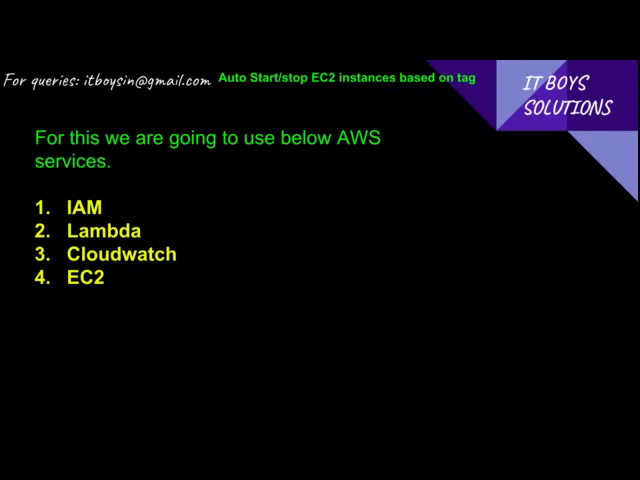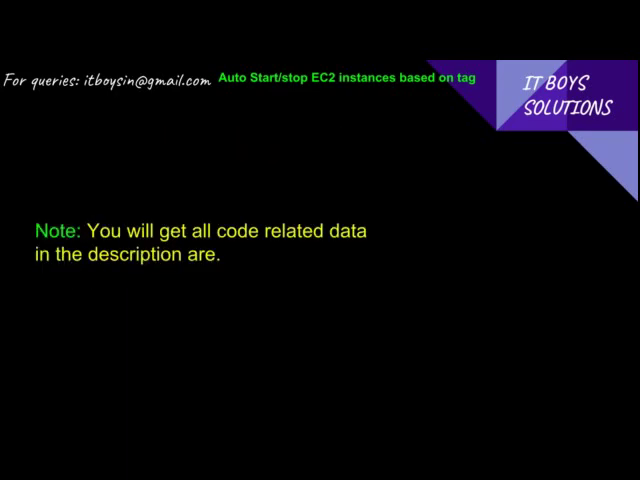And CloudWatch is going to do the cron work, right? The same cron you use in Ubuntu or Linux. And EC2, yes, we need some servers to stop and start, so for that we need EC2. So friends, let's go to the lab work, and please log in to your console so that you can do it step by step. And you will get all the code related to this in the description box.